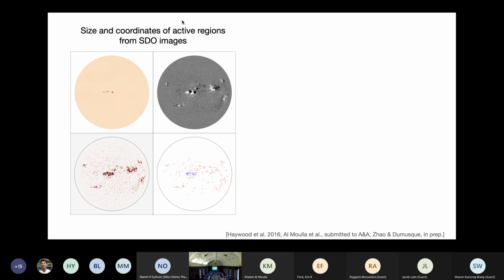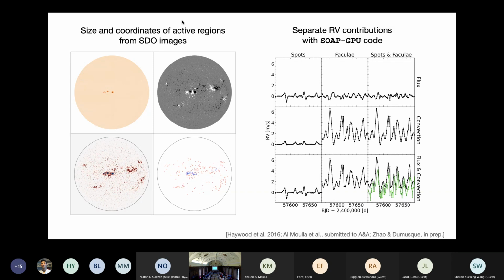So now we know a little bit about the different behaviors of these different line segments, but we want to check whether we can match each line segment or each temperature bin to a certain kind of active region or activity pattern. The way we want to do this is, for the sun, we can take SDO images where we know the size and location of active regions. We can then take pixel maps and input this into a solar simulation code. For example, I have used SOAP GPU, which was presented by Yinan yesterday.